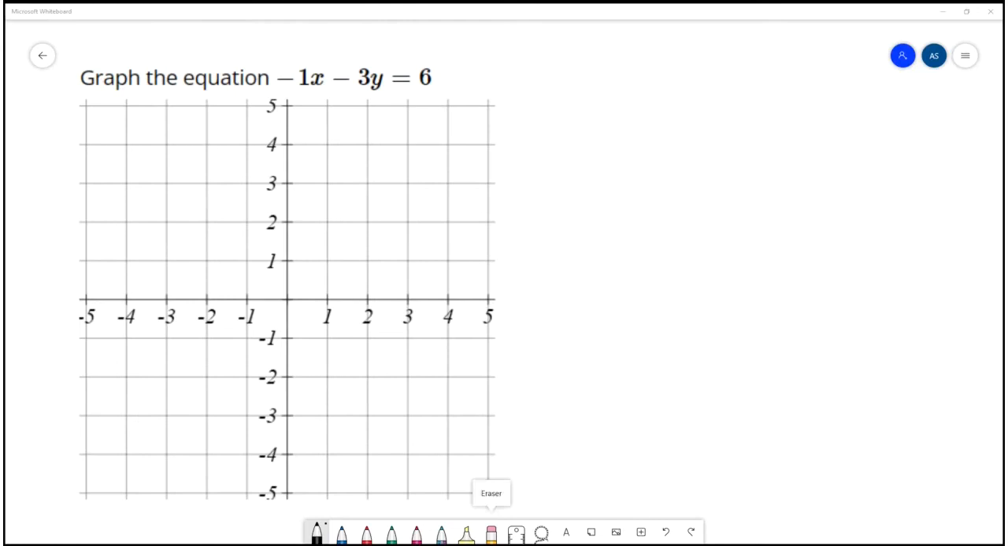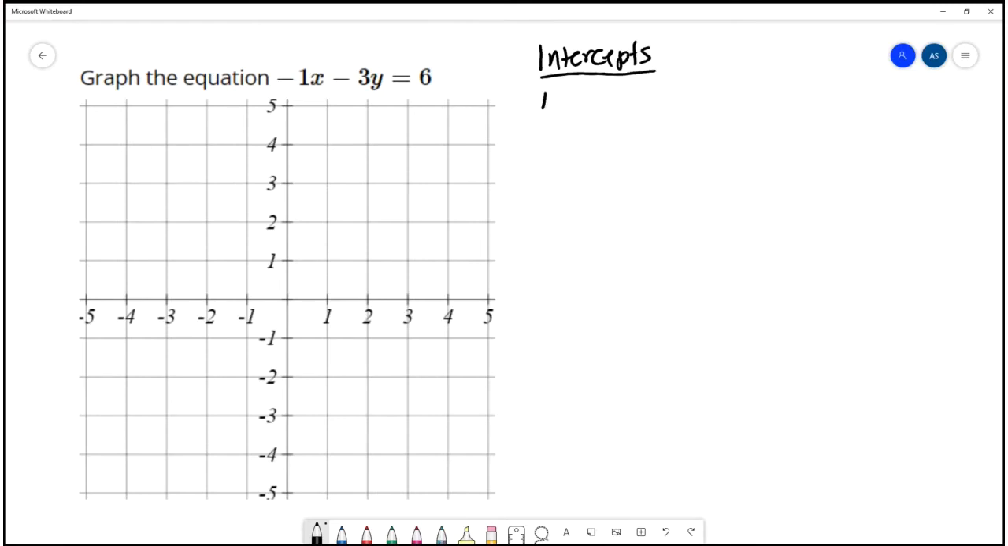Here I'll work through questions 16 through 20. On this question, we want to graph the equation negative 1x minus 3y equals 6. So this is a linear equation. We have multiple ways of graphing this linear equation. I'll show you two. We can graph using the intercepts.